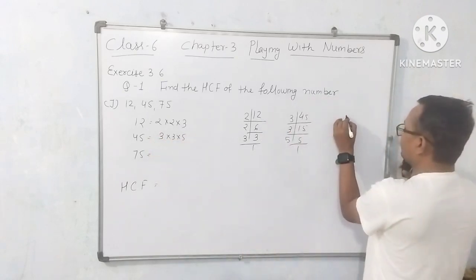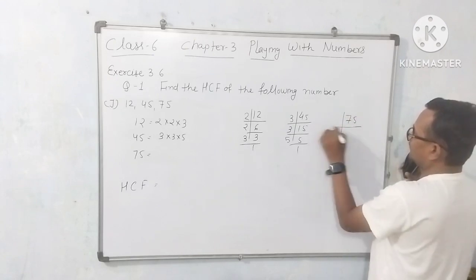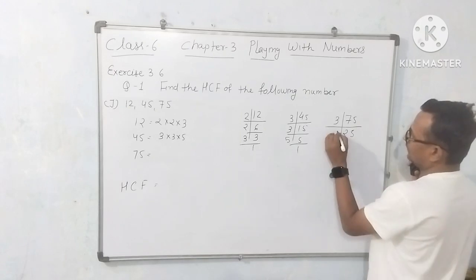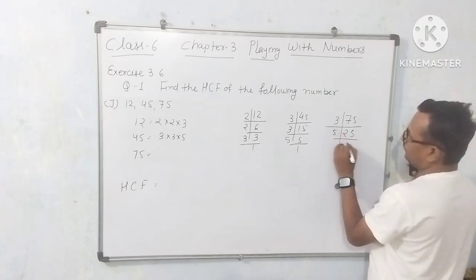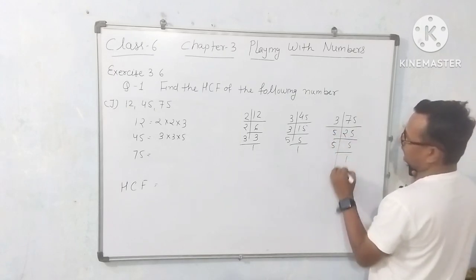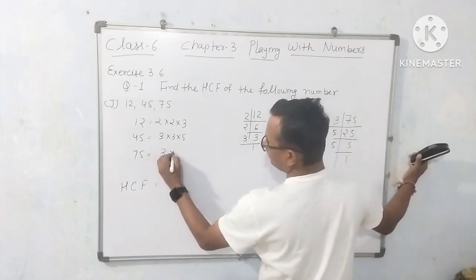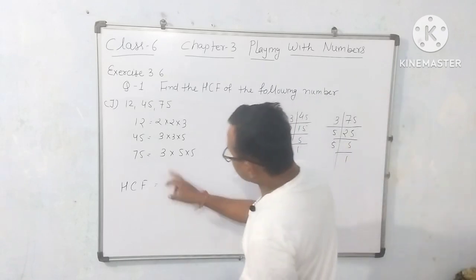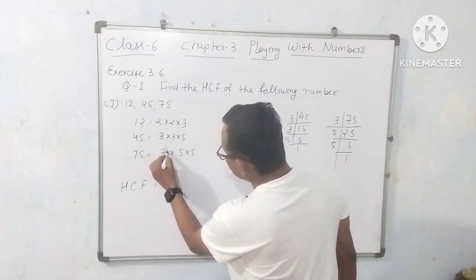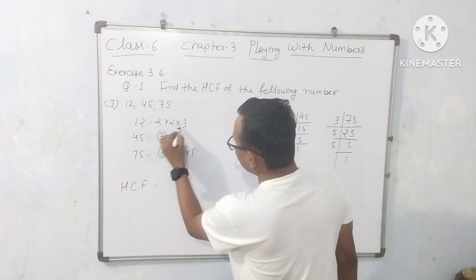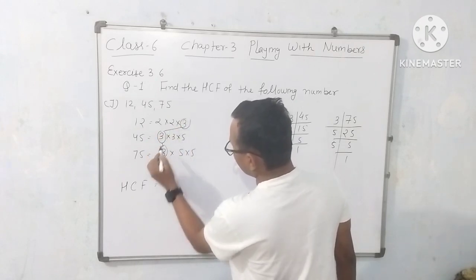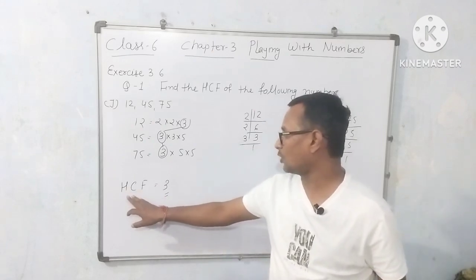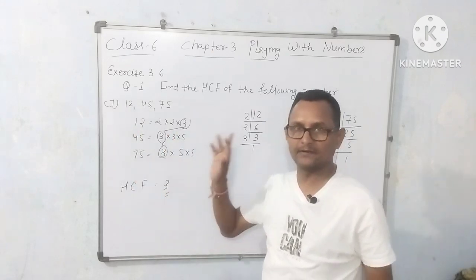For 75, 3 2 are 6, 3 5 are 15, 5 5 are 25, 5 1 are 5. So we can write 3 into 5 into 5. Now let's check which is the pair here. So 3, 3 and 3. So the highest common factor of these numbers is 3. Thank you.